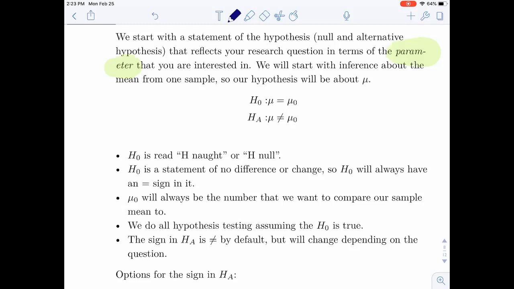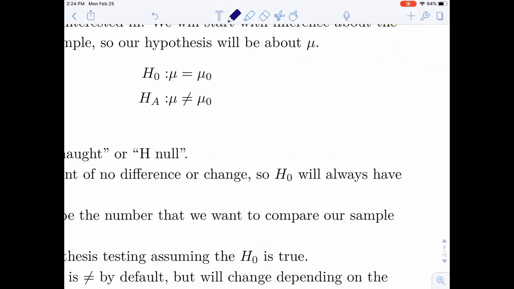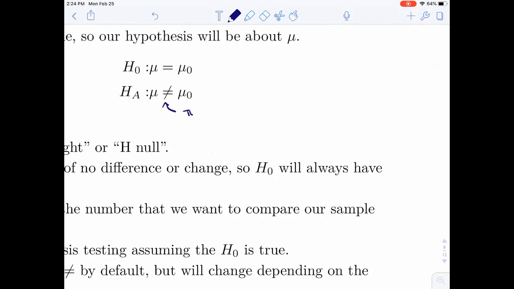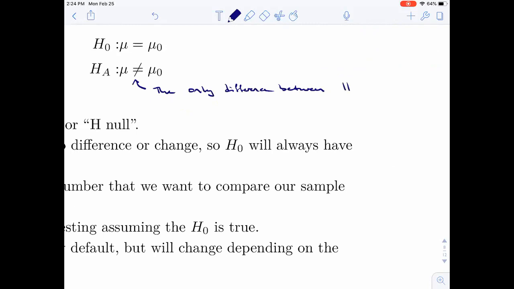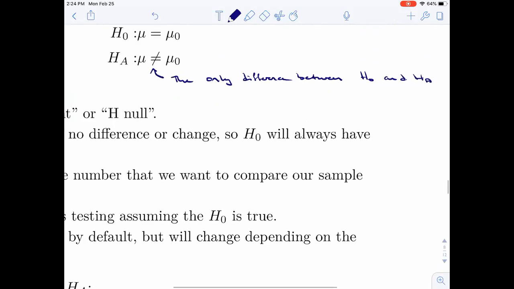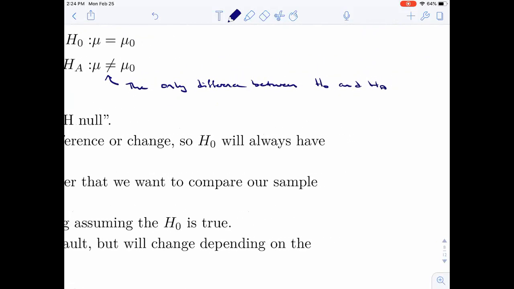Okay. The only thing that's different between these two is the sign in the alternative hypothesis. The only difference between H naught and HA, this is probably in the notes somewhere, but whatever, the only difference between H naught and HA is the sign in HA.